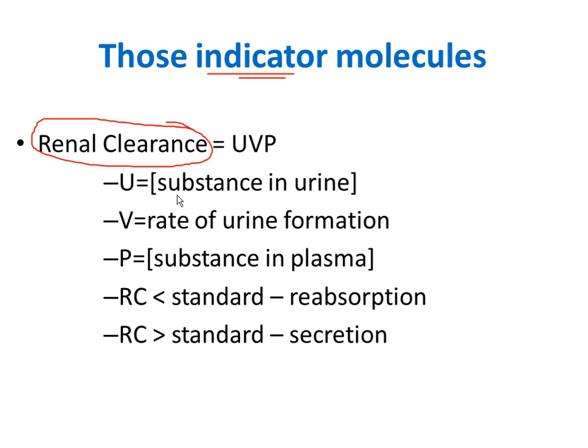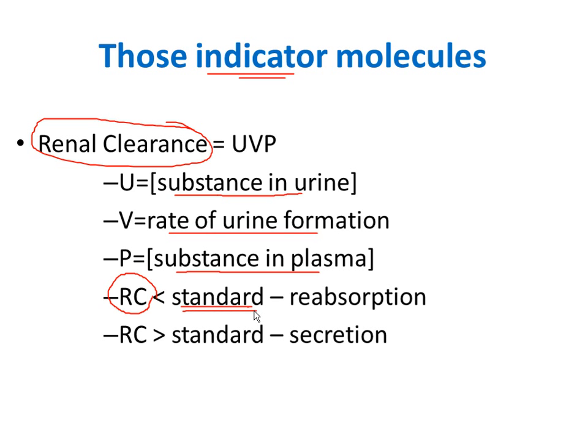It's a function of how much, let's just say urea, how much urea is in the urine, the rate of urine formation, the filtration rate, and how much urea was in the plasma to begin with. And they smash all those numbers together, and they get a renal clearance. And renal clearances in an individual can be compared to what's expected or standard.